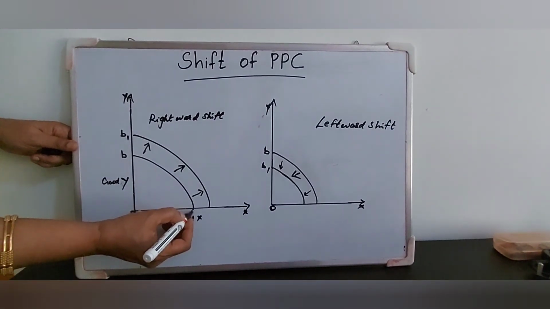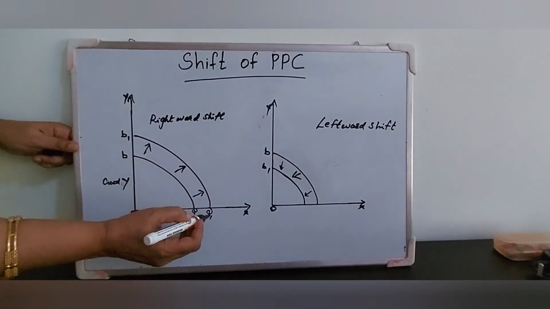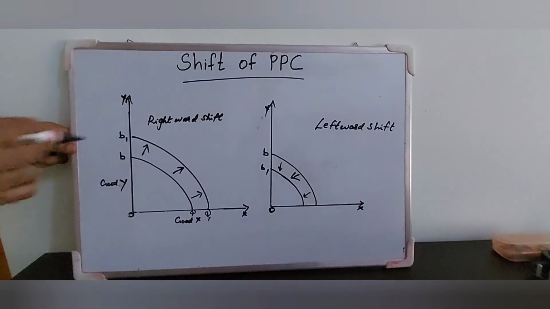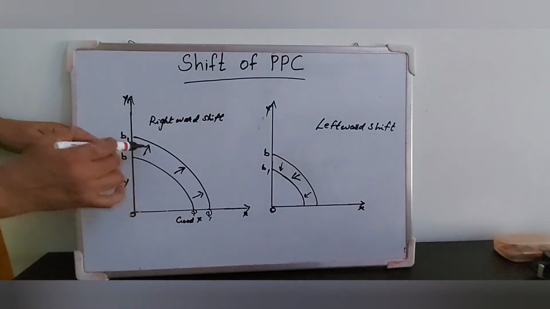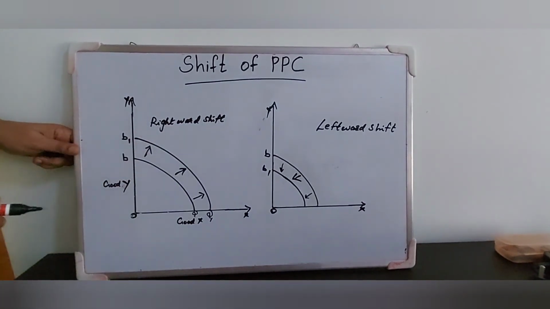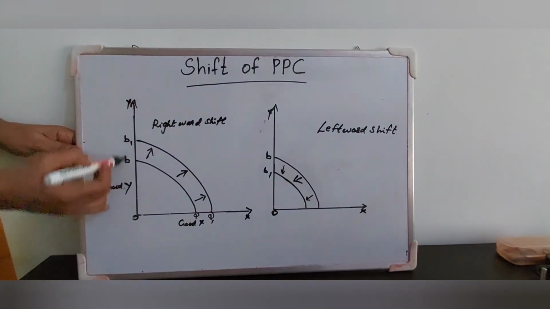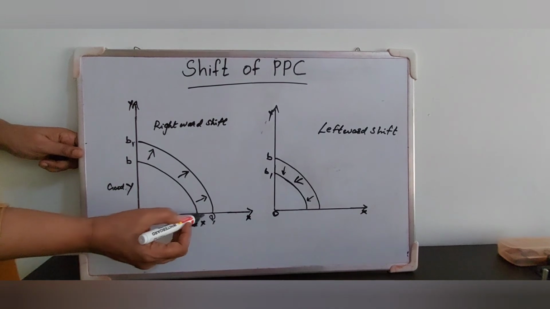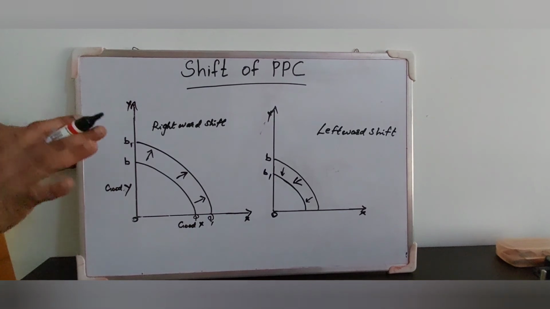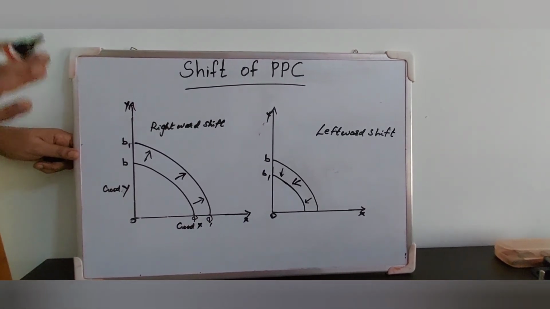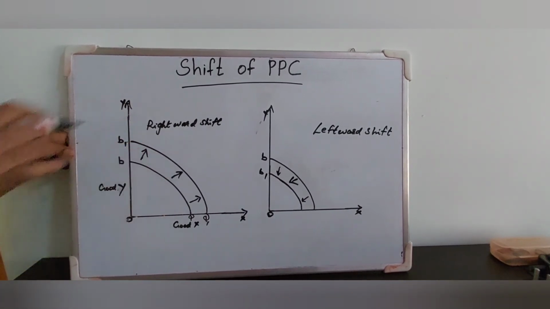from BQ to B1 Q1. So, the original production possibility curve BQ shifts to B1 Q1. It clearly indicates more of the good Y and more of the good X are produced. How is it possible? What is the reason for shifting of this PPC rightward or outward?